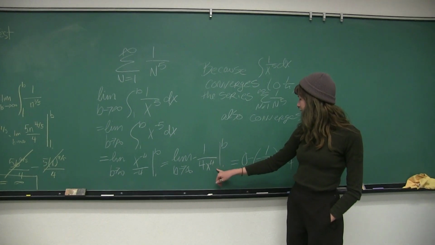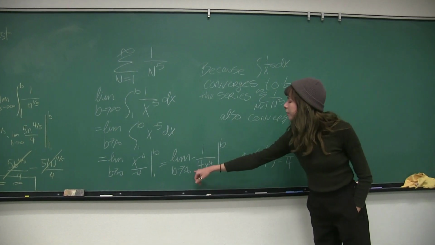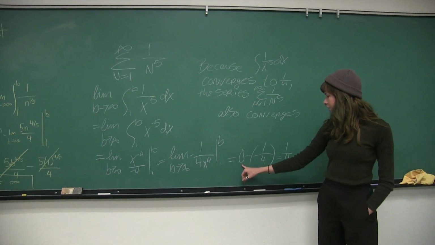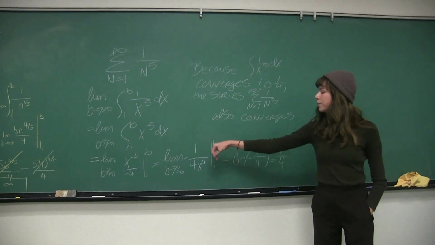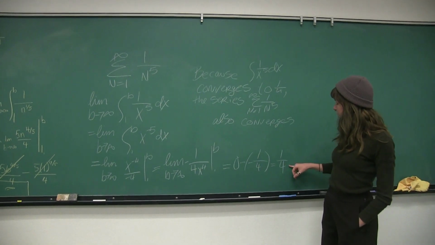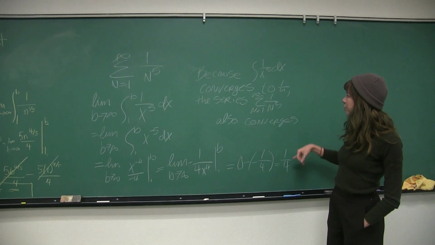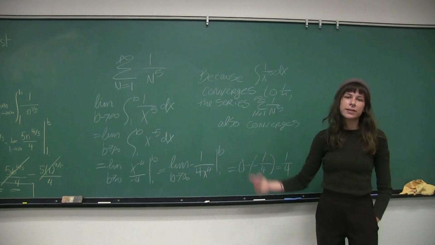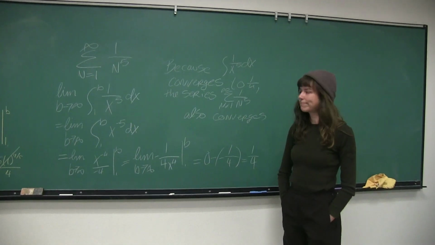To further simplify it, when you plug infinity in for b, you get 1 over infinity, which gives you 0, double negative 1/4. So you end up getting positive 1/4. And because my integral converged to 1/4, I know my series will converge. Thank you.